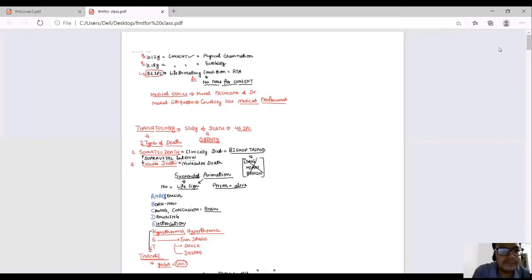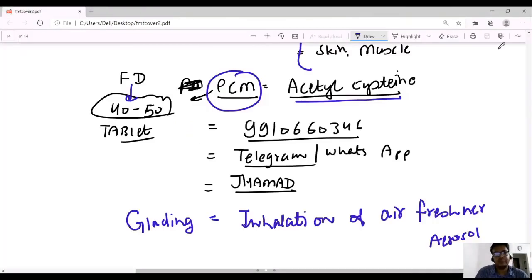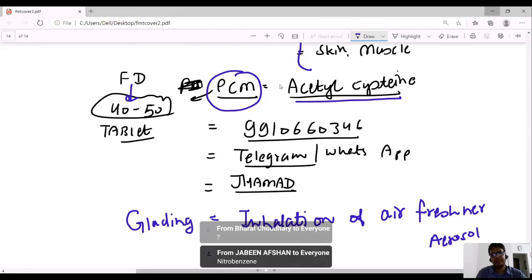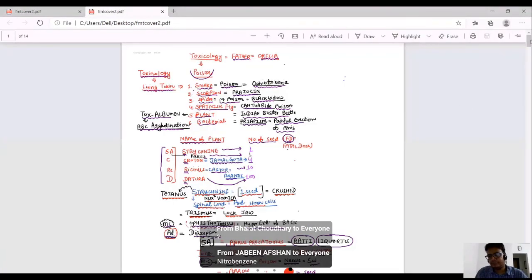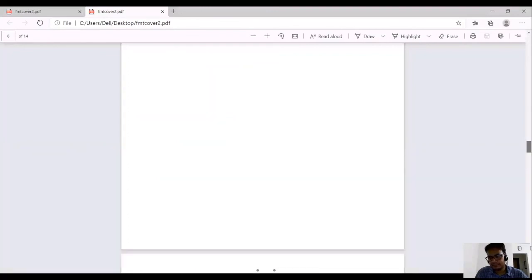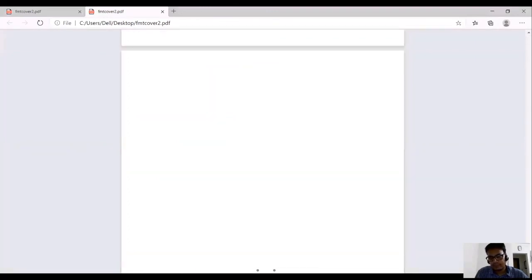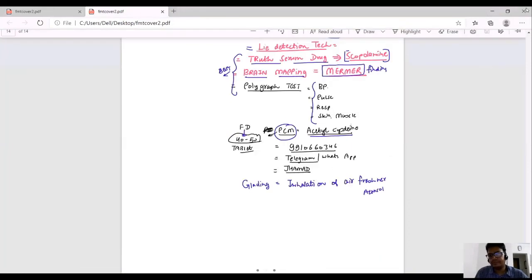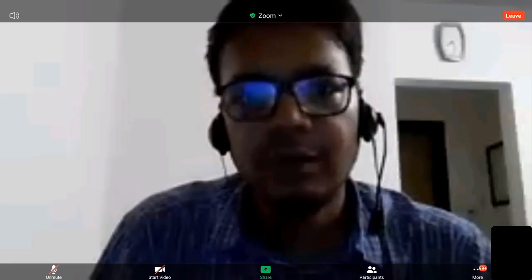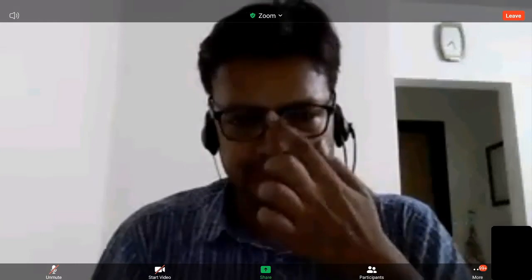Shoe polish smell. It is nitrobenzene. Shoe polish smell is nitrobenzene.